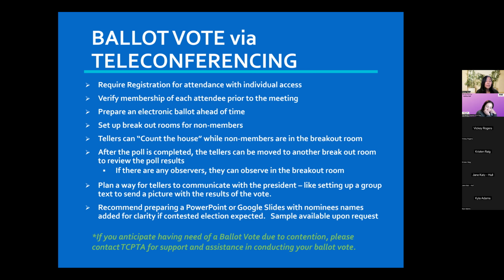And again, if you're doing this via teleconferencing, when we report the results of a ballot vote, we don't necessarily share the actual tally. We will share the number of people eligible to vote or the number of votes, and then who won the election. We only will tell how many votes there were if somebody asks. So you would want to have a way to communicate with the president to let them know what the results of the vote were.